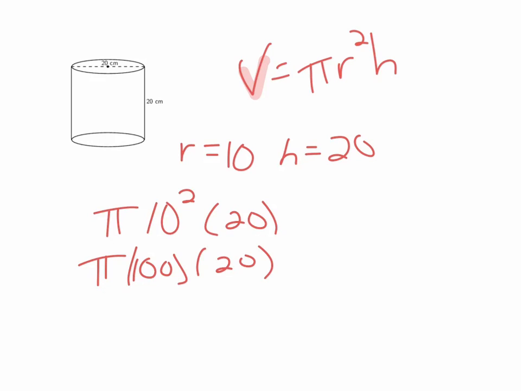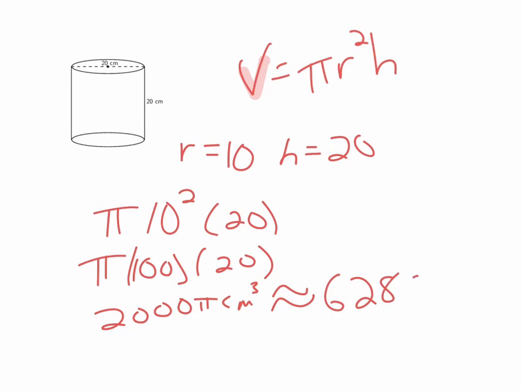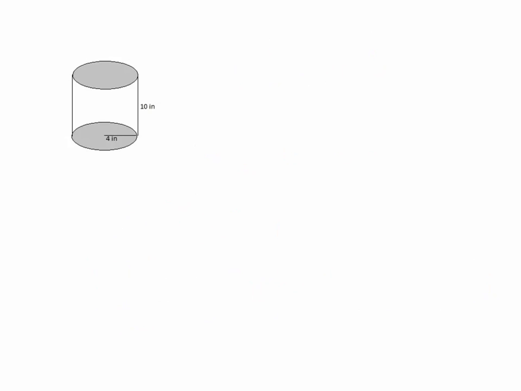And then if you do 100 times 20, you get 2,000 pi, right? And then we got to label it centimeters cubed because it's volume. And then if I go ahead and do 2,000 times 3.14 in my calculator, I get 6,280, and this is centimeters cubed. And that would be your answer right there. Okay, so this is my approximate. This is my exact. We have to remember that, okay?